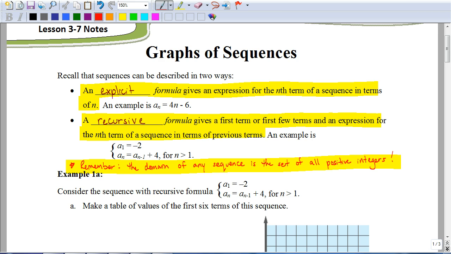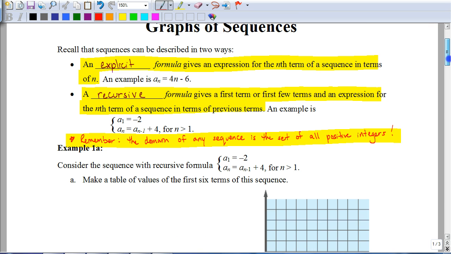Now, these are giving us formulas for sequences, and it's important to remember, as I have written in red there, that the domain of any sequence is the set of all positive integers. So the domain is going to be like 1, 2, 3, 4, 5, and so on. There are not going to be negative numbers in our domain, and there are not going to be decimals in our domain. The reason that's important is that today we're going to be looking at graphs of sequences. And so when we look at the graph of a sequence, since it's just going to be the positive integers, our graphs are all going to be in quadrant 1.